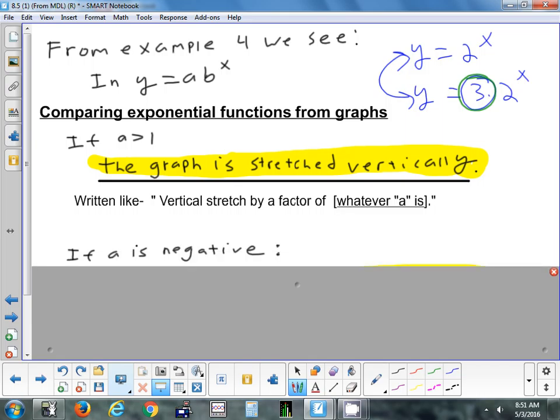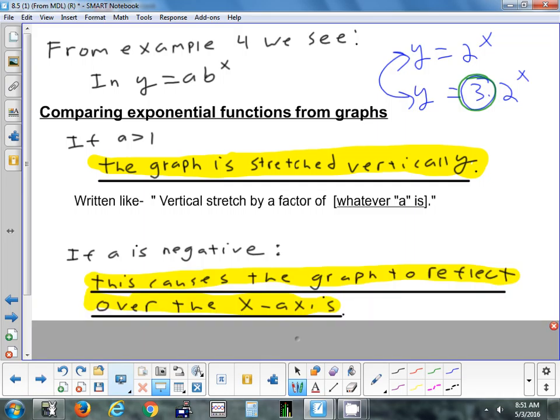What did we say happened when A was negative? It caused the picture to do what? Flip. Okay? This causes your graph to flip over the x-axis. So if you had a picture that looked like this, the mirror image of it would look kind of like that. That's a flip.